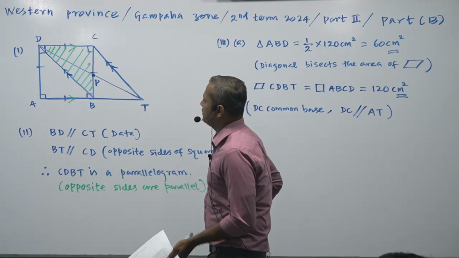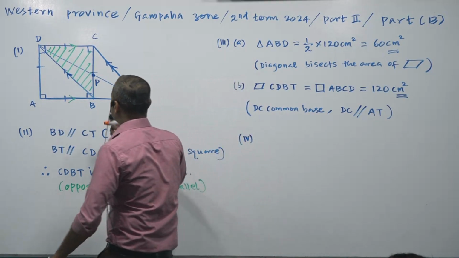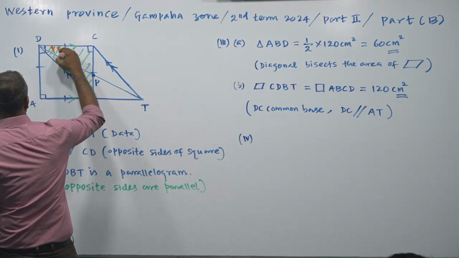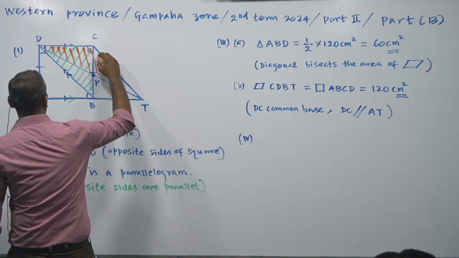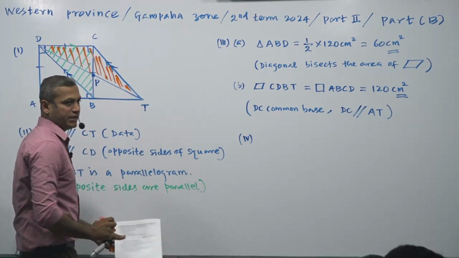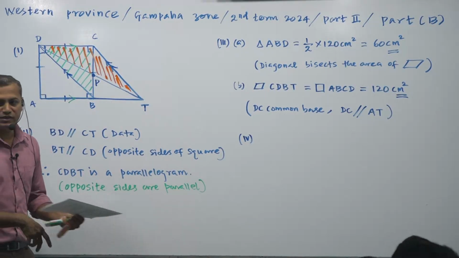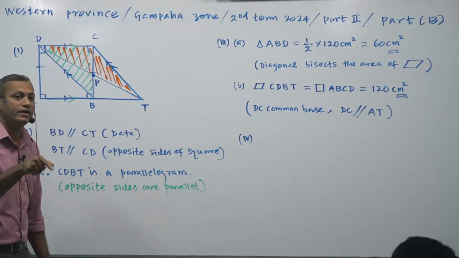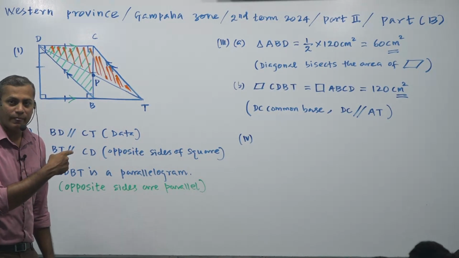Area of this triangle is equal to area of this triangle. Yes or no? Why? Because they are with the same base and they are within the same pair of parallel lines. After that, what can you do?